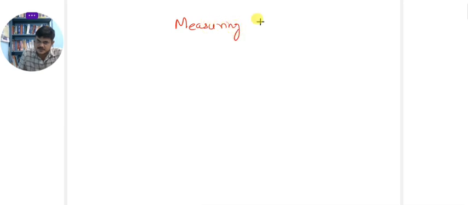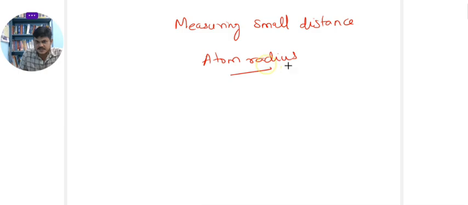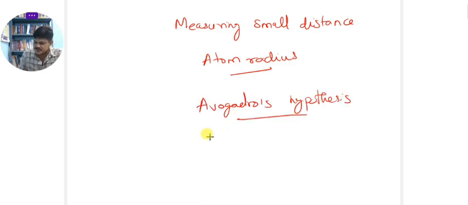Measuring small distance. Small distance like an atom's radius. Atom radius, using some logic in physics. So for the atom radius, now we make a hypothesis.